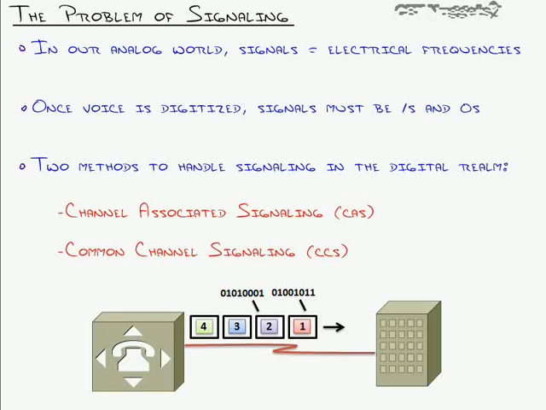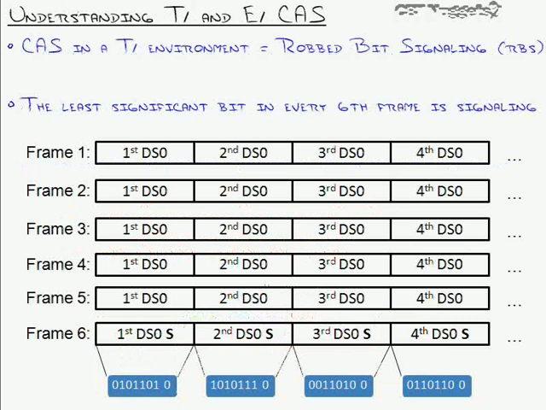Well, in the digital world, we don't have electrical signals and waveforms and hertz and things like that. We just have ones and zeros, on and off. So we have to have a way to accommodate signaling, and our ways are how I started this whole nugget, talking about channel associated signaling, or CAS, or common channel signaling, or CCS. 2 different ways to handle signaling in the digital realm.